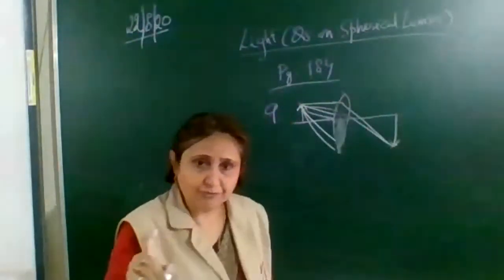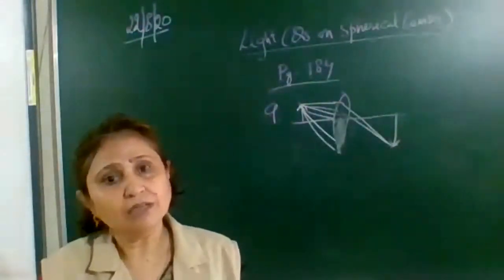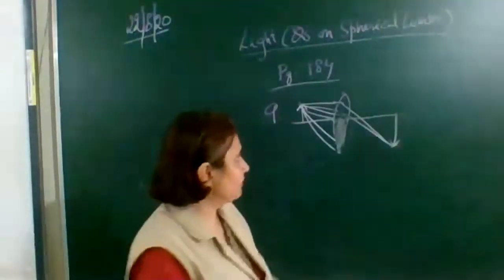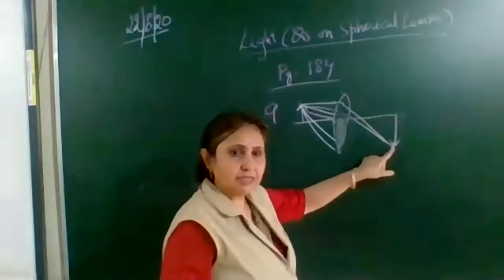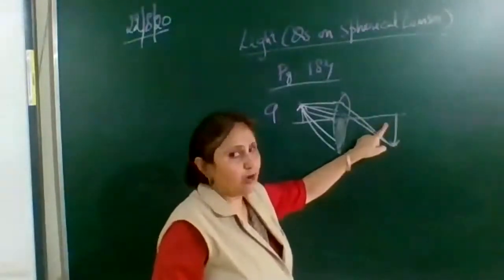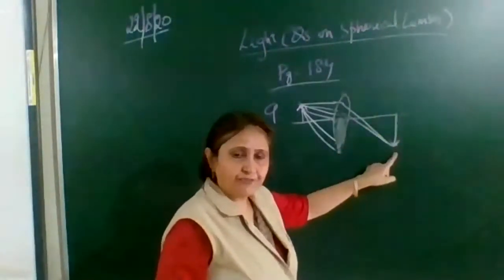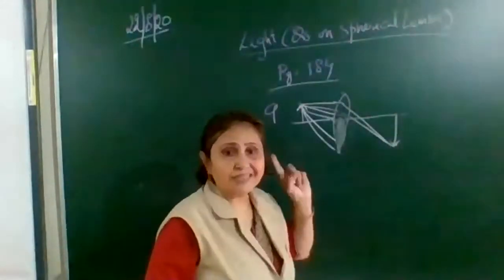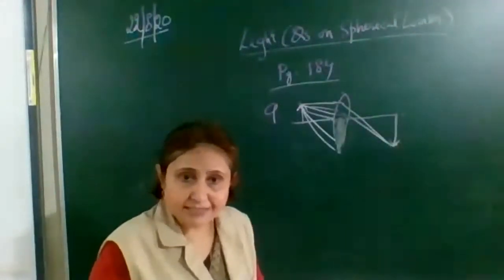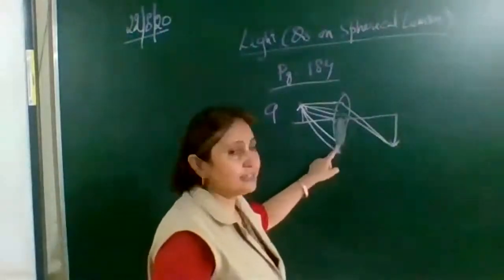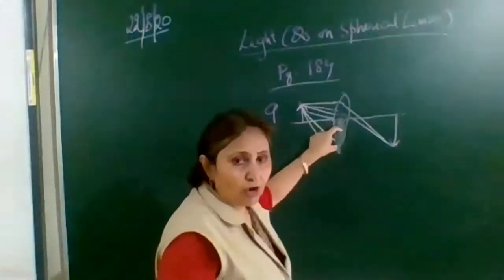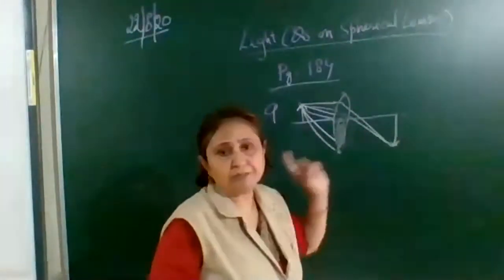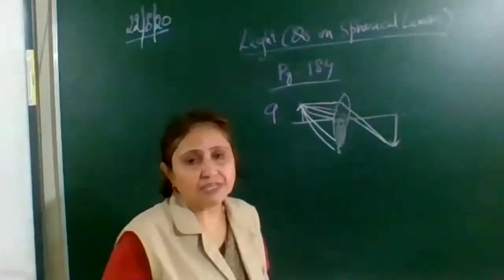So the image will be formed at the same position and will be of the same size. Whatever is the size of the image, it will be the same. So the image will be formed at the same position. But the intensity, the brightness of the image will reduce. Why will the brightness reduce? Because all the incident rays which are traveling from the lower half, they will not be refracted. So the brightness of the image reduces.